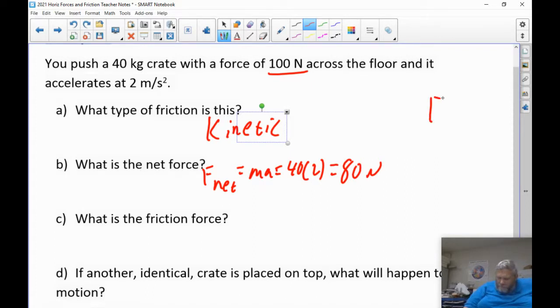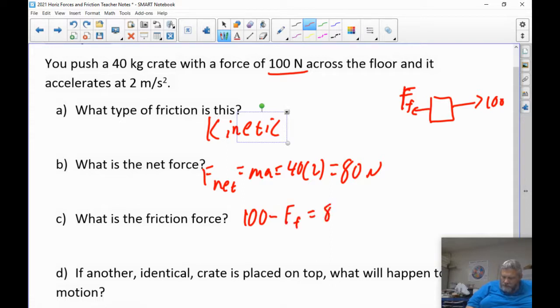So if I draw a free body diagram, again, I'm not going to write the up and down forces, but they're there. I know that I have 100 newtons this way, and I have the force of friction in the other direction. So 100 minus the force of friction should equal 80. Well, what do I have to take away from 100 to get 80? Tells me that the force of friction is going to be 20 newtons.